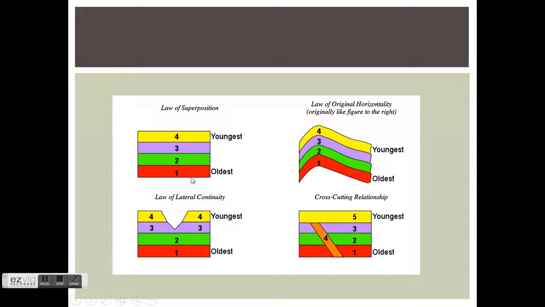We didn't do our rocks unit this year. That's the first year we didn't have to learn about the rock cycle.